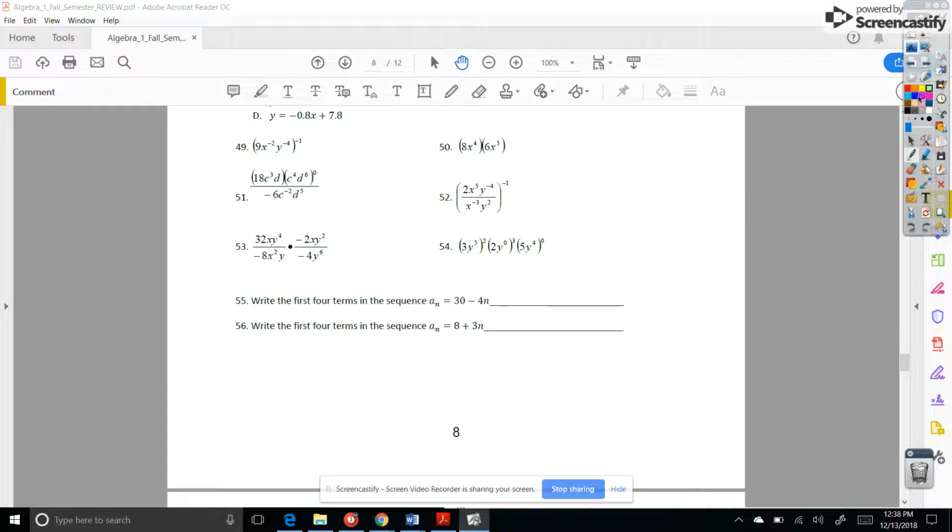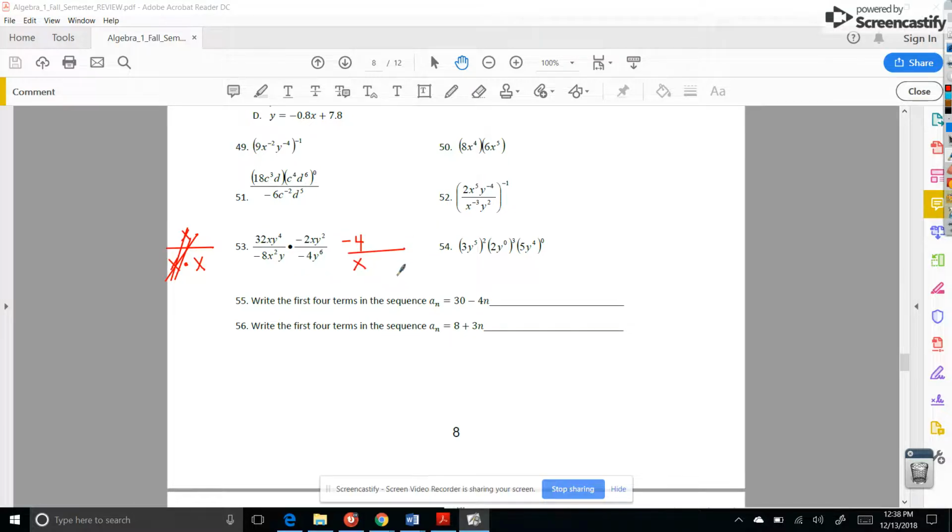Okay, 53. 32 divided by negative 8 is negative 4. I have 1x in the numerator, and I have 2 being multiplied in the denominator. Canceling one pair of them out leaves 1 in the denominator. With my y's, I have 4 y's in the numerator. I have 1 in the denominator. Canceling one pair of those out leaves 3 y's in the numerator.